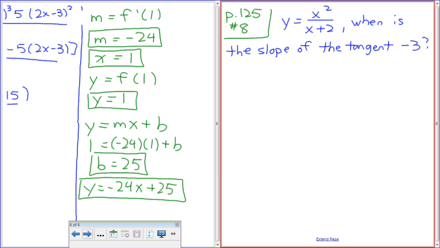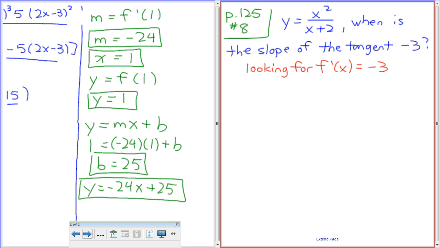So it says, when is the slope of the tangent -3? What does that mean? We're looking for f prime of x. Okay, that's what we're looking for. So if we just find the derivative and then sub -3 for the y, then solve it.